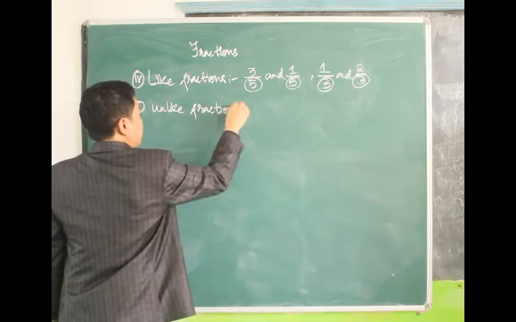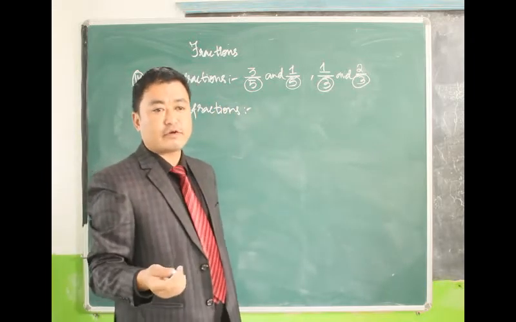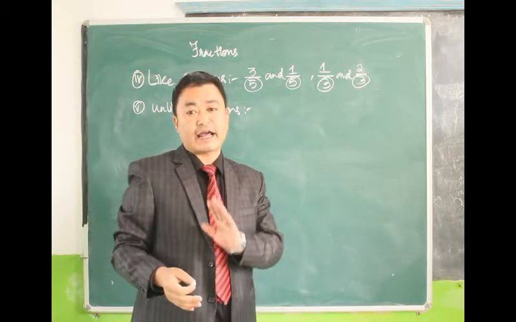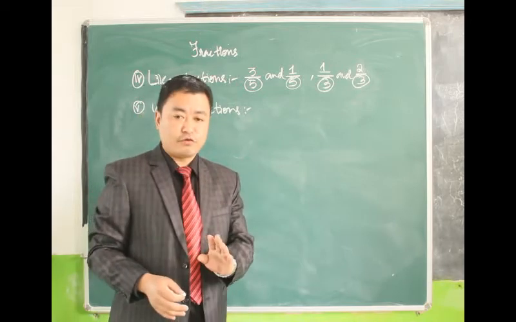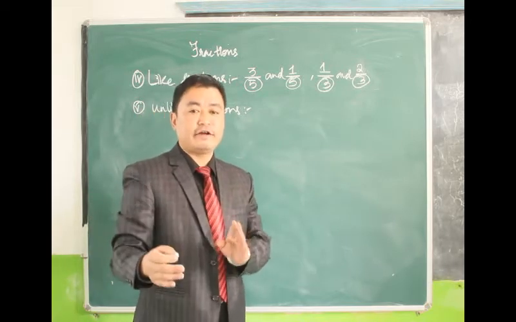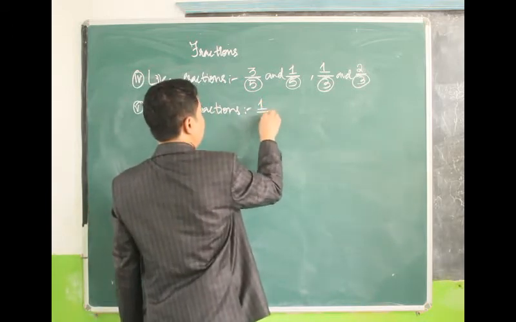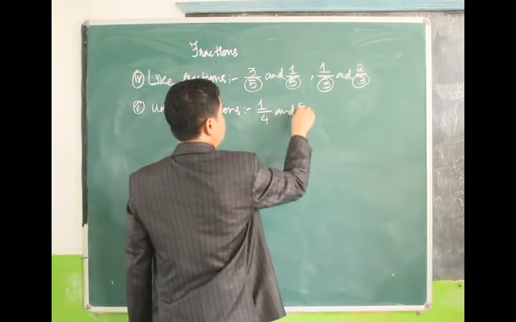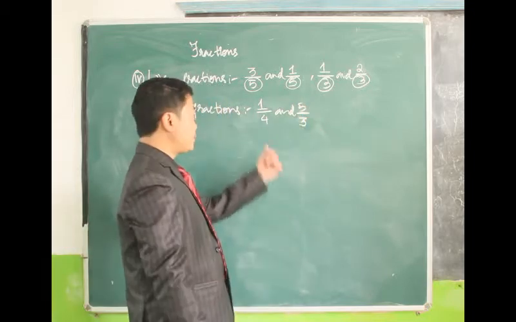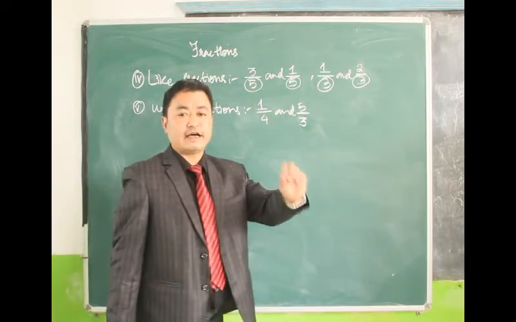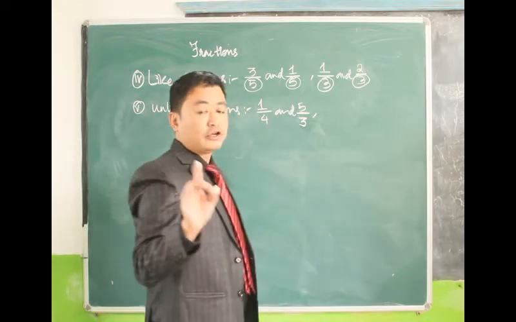And the last one we have is unlike fractions. In unlike fractions, we have different denominators. Though the numerator can be the same, whenever two fractional forms have different denominators, those are unlike fractions. For example, you can write 1 by 4, and another as 5 by 3. Two different denominators, so they are simple unlike fractions.